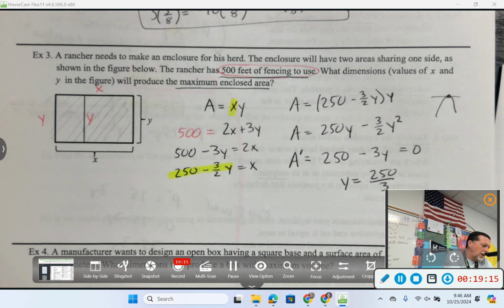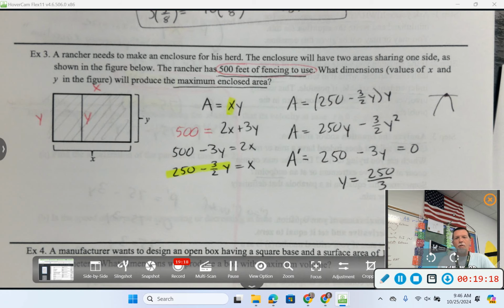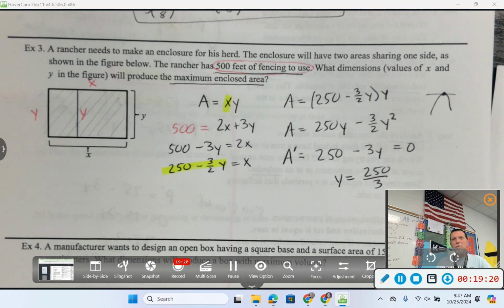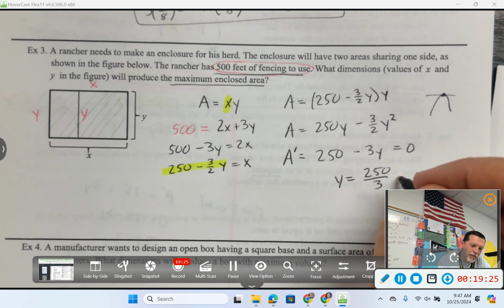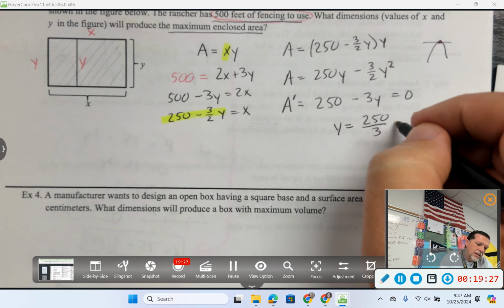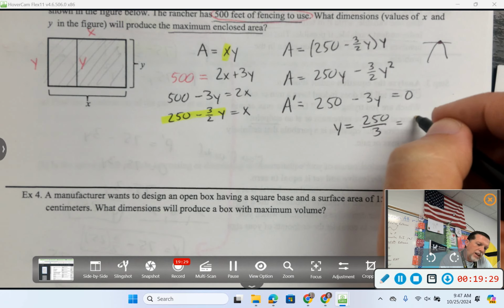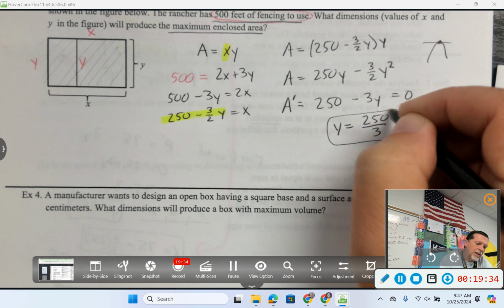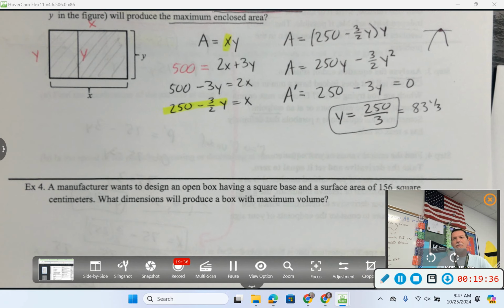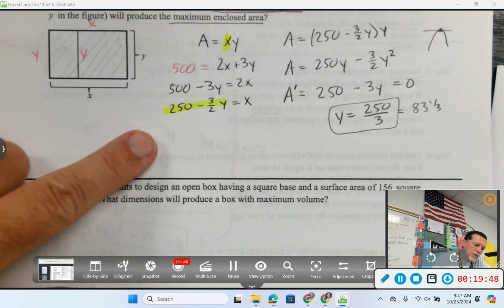250 over 3. Again, if you're the actual rancher who needs to build this field, you don't want 250 over 3. You want to figure out what that is. The 83 and a third, I think. I'm not boxing that up. I'm going with 250 over 3 in case my fractions are messed up. So that's right, but have I answered the question yet? What dimensions, x and y? Okay, I got y, so I'm almost there.